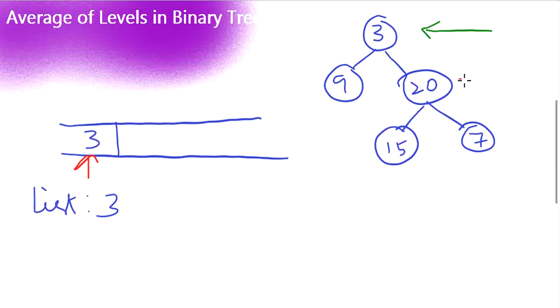and then we check whether it has left and right children. If 3 has a left child, add it to the queue. So we are adding 9. Once that is done, we check if 3 has a right child. Yes, 3 has a right child, so add 20. Once we have added the right and left children of 3, we are going to remove that from our queue and calculate the average and add it to our result.